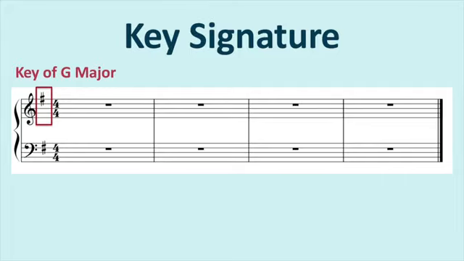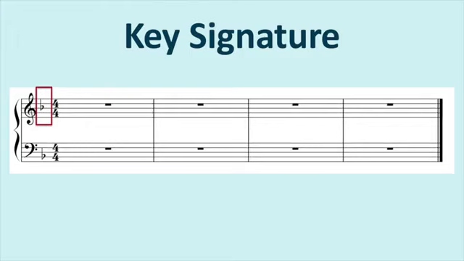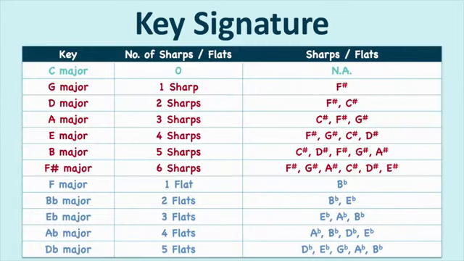Similarly, if there is one flat in the key signature, that song is in the key of F major, and all the B notes in that song will be played B flat. Here is a summary of the key signatures. When there is no sharp or flat right after the clef, the song is in the key of C major, and all the notes you are playing on the piano will be the white keys.